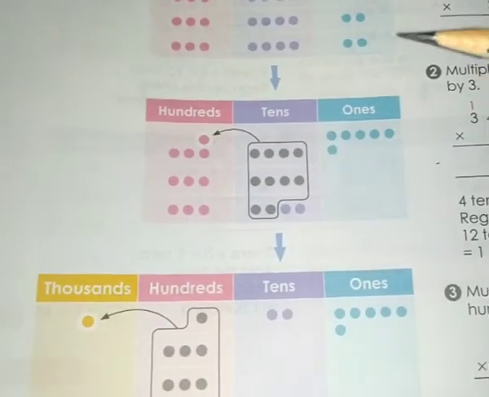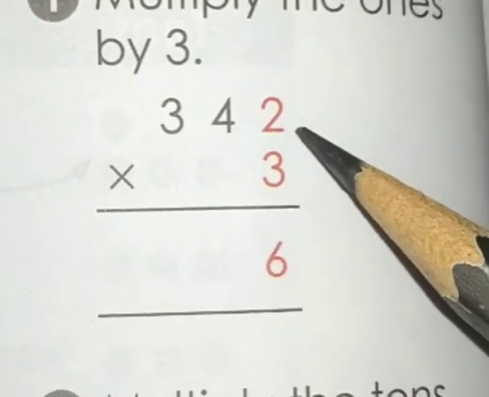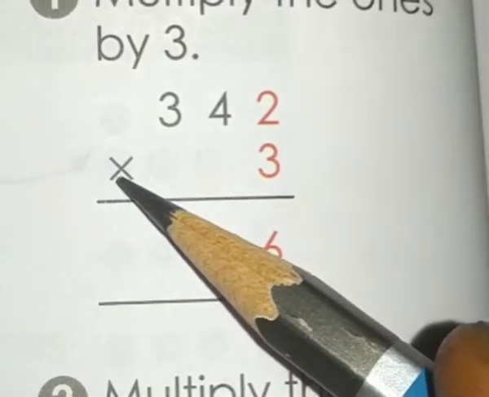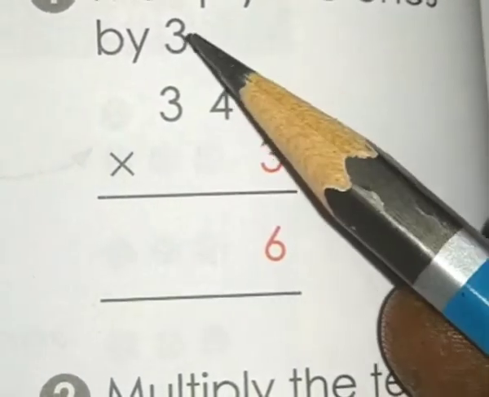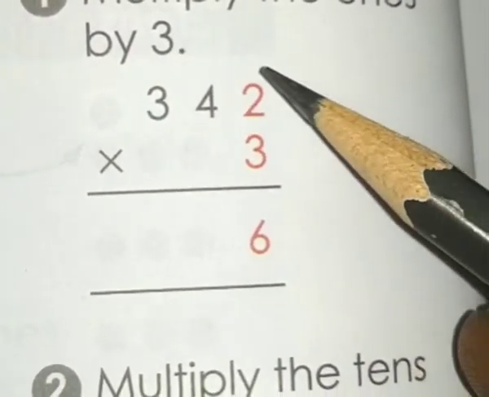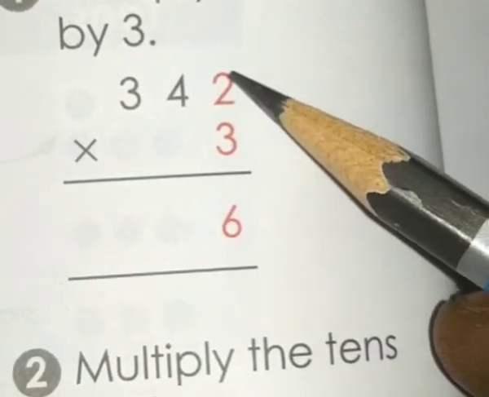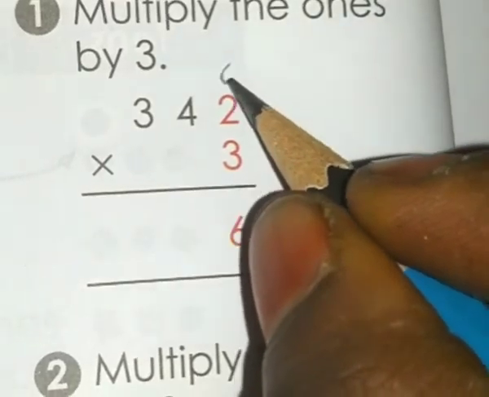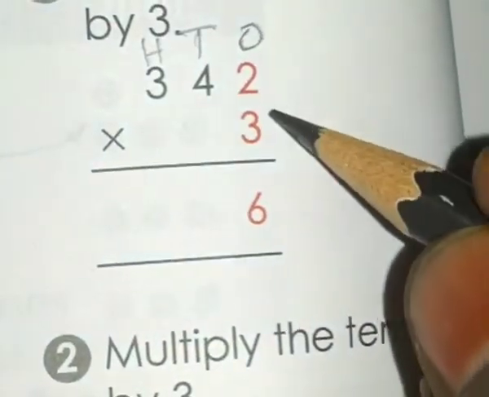As of now we have seen all these using place values. Now we are going to do normal multiplication. Write 3 digit number first, then put multiplication symbol under 3 digit number, then write 3 under ones place. 3 is a single digit number, so we have to write under ones place. Now start multiplying from ones place. Ones, tens, hundreds.